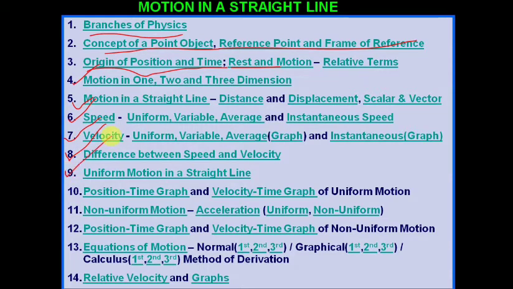After that we are taking uniform motion in a straight line, then various types of graphs. First of all, position-time graph and velocity-time graph for uniform motion, as well as non-uniform motion. We have different accelerations, uniform and non-uniform. Position-time graph, velocity-time graph, non-uniform motion, equation of motion.